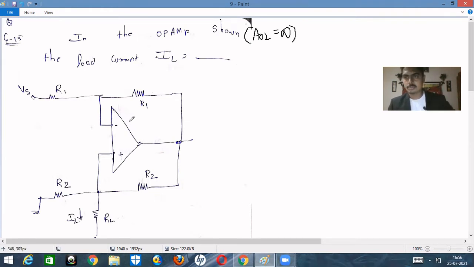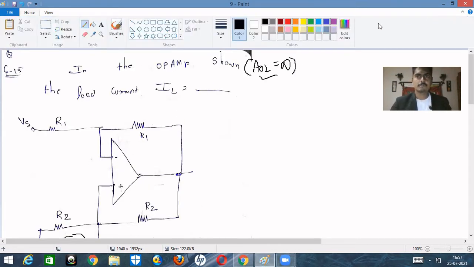So obviously you can apply the virtual ground concept. Since the operational amplifier is ideal and negative feedback is dominant, we can apply the virtual ground concept. Remember that point. We need to find the value of IL simply. So how to find the value of IL? We need to think over that. This is nothing but V naught, right? So how to find IL, we will see it.